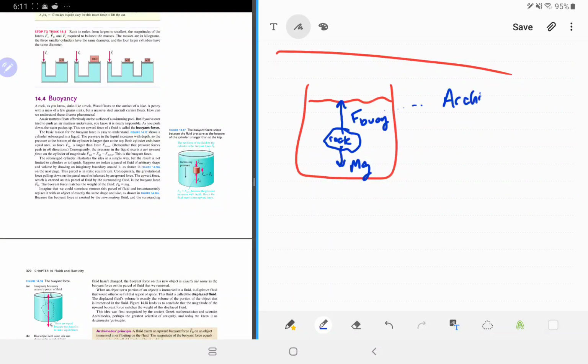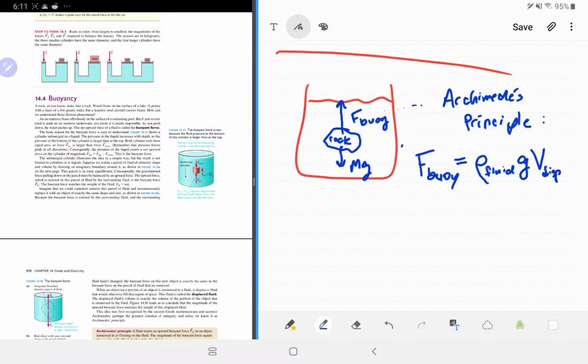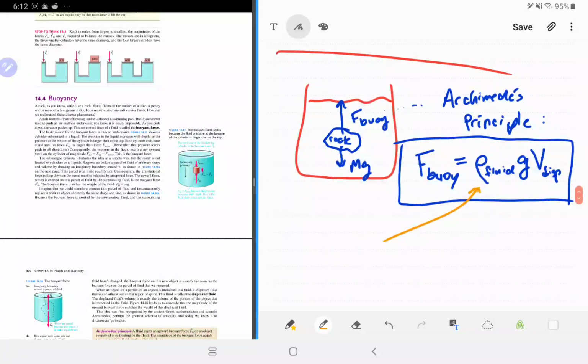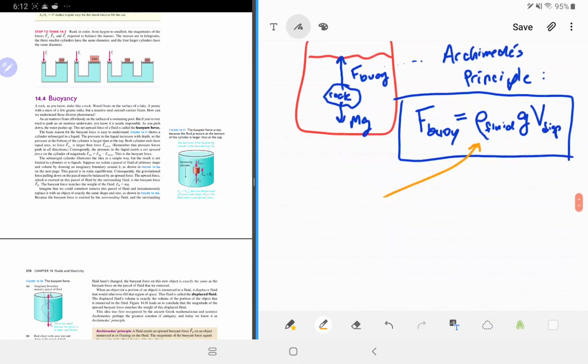So Archimedes' principle says that F buoyant, the upward force from the object being submersed in a liquid, is equal to the product of three things: rho fluid, g, times V displaced. So I'm going to have to explain those three terms. Okay, so rho fluid. This is the surrounding fluid. Notice how this is not the density of the rock, but the density of the surrounding fluid right here.